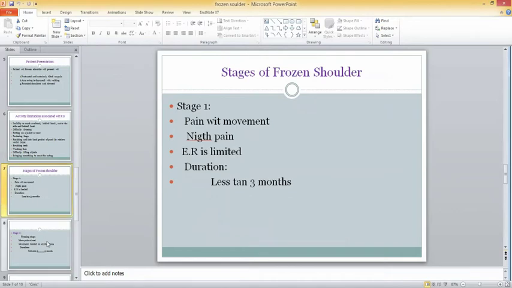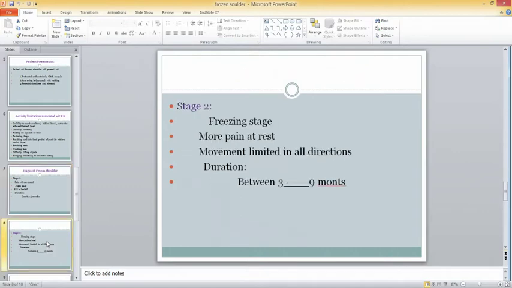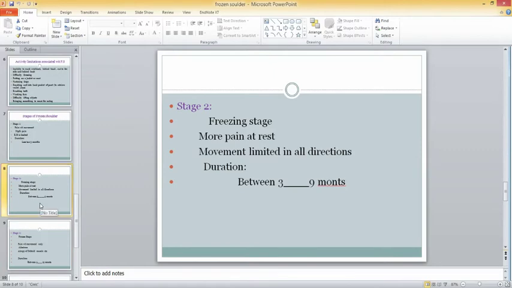Stage 1 is associated with pain that increases with movement, present at night, loss of external rotation motion. Second stage is freezing stage and characterized by persistent and more intense pain even at rest. Motion is limited in all directions and cannot be fully restored with an intra-articular injection. This stage is typically between 3 and 9 months.